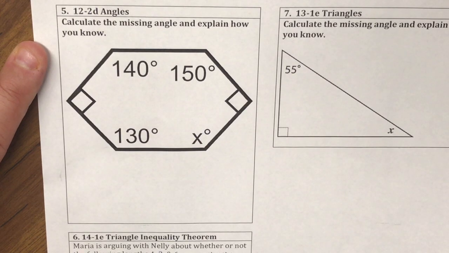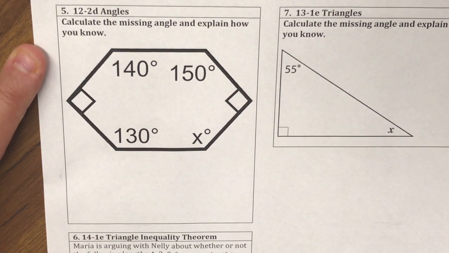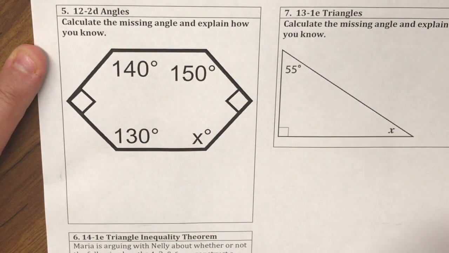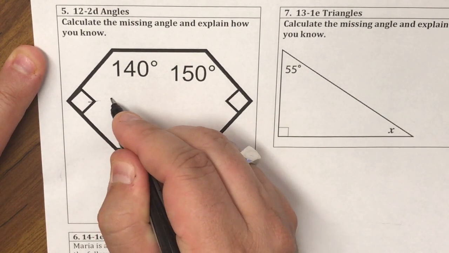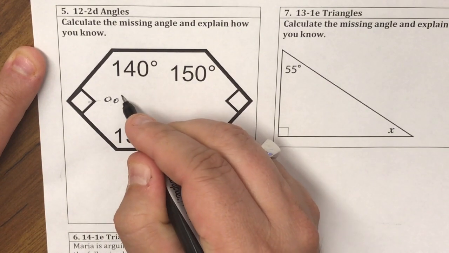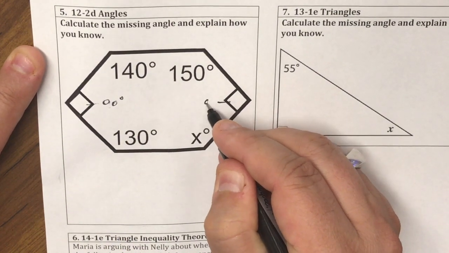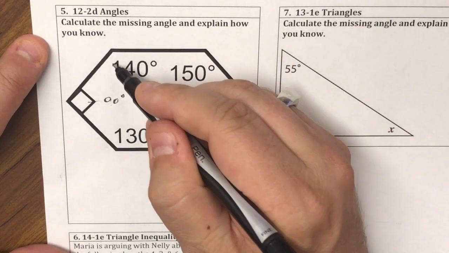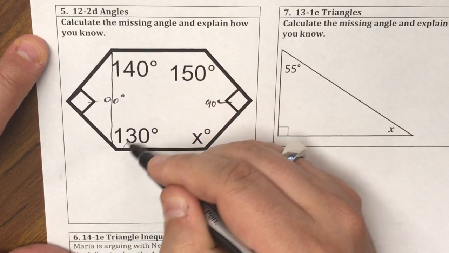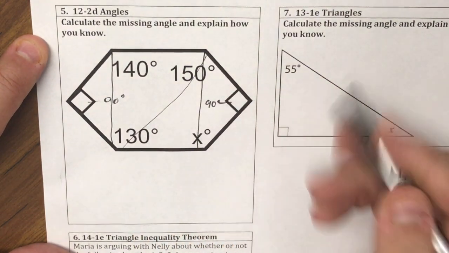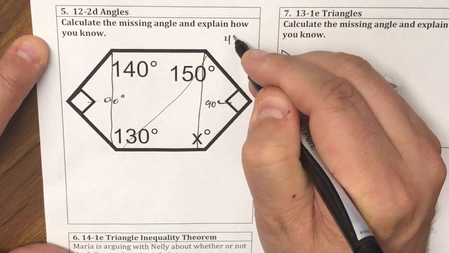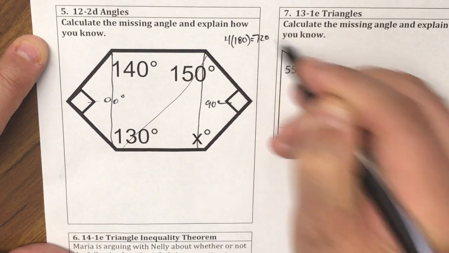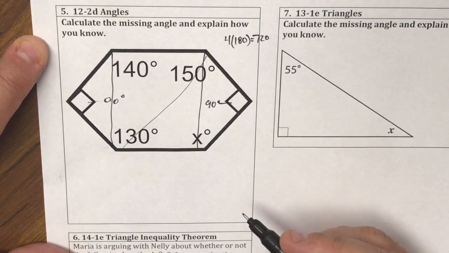Number 5, 12-2D, angles. Calculate the missing angle and explain how you know. Well, let me fill in what I do know. I know that this is 90 degrees. I know that this one's 90 degrees. And I can figure out, because it's got 1, 2, 3, 4 triangles. 4 times 180 equals 720. So I know this has to add up to 720.